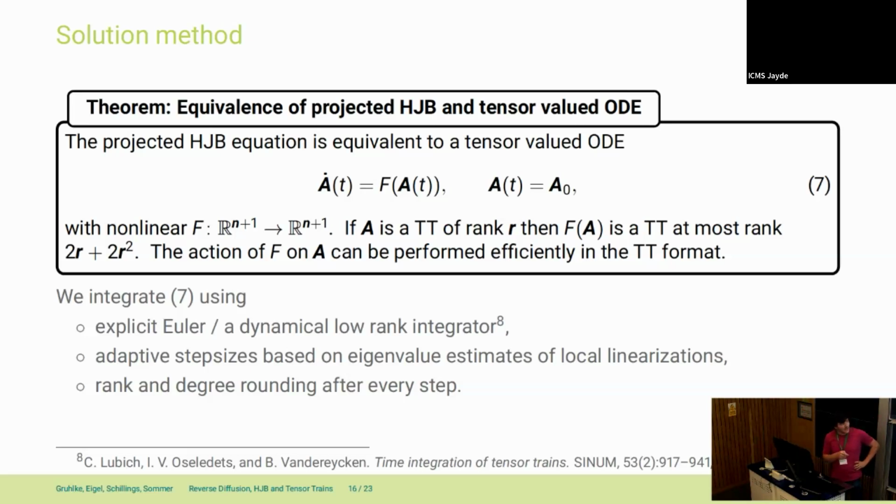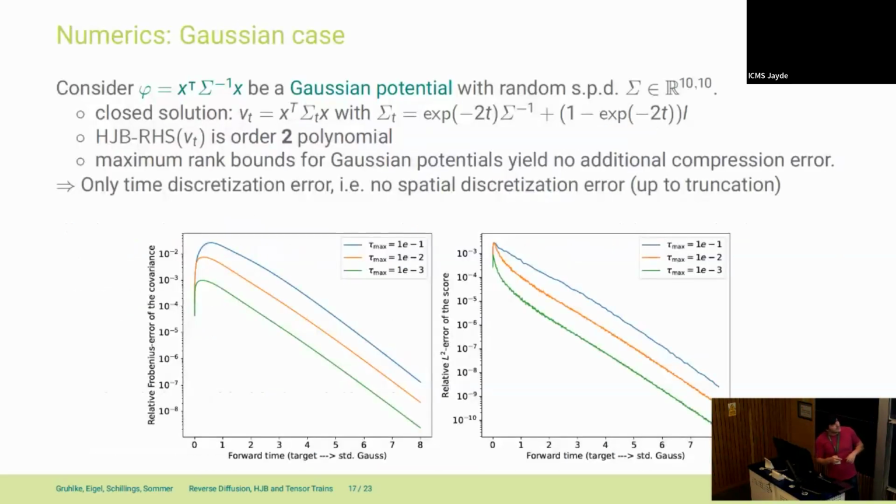And now we are just up to solve this ODE. We did it by some adaptive explicit Euler method. You can think of high order methods or some dynamic low-rank integrations to solve this, where we have control over ranks and degrees. And this brings us to numerics. For example, we start with a Gaussian for the validation test. So we start with an arbitrary potential with a random matrix here in 10 dimensions.